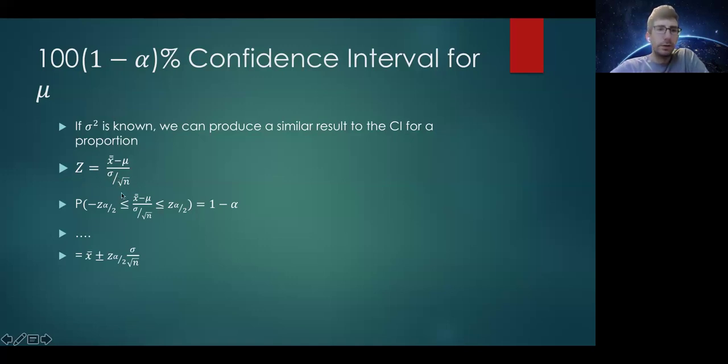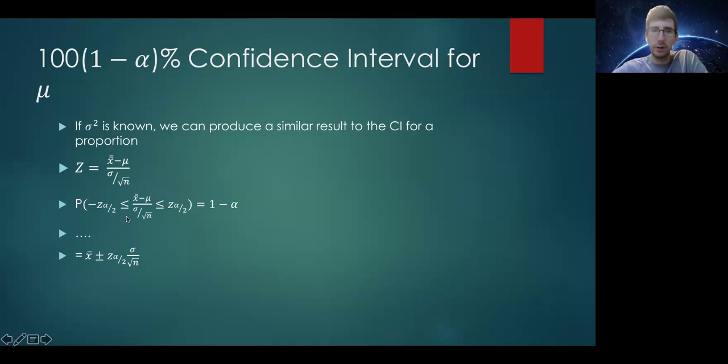So we can put this z value in between two other z values, right? And say for these two z values, negative z alpha over 2 and z alpha over 2, the probability that this z value is in between is our confidence level, 1 minus alpha. So if alpha was 0.05, that means the confidence level is 95% or 0.95, and the area under the curve in between these two z values would be 0.95.